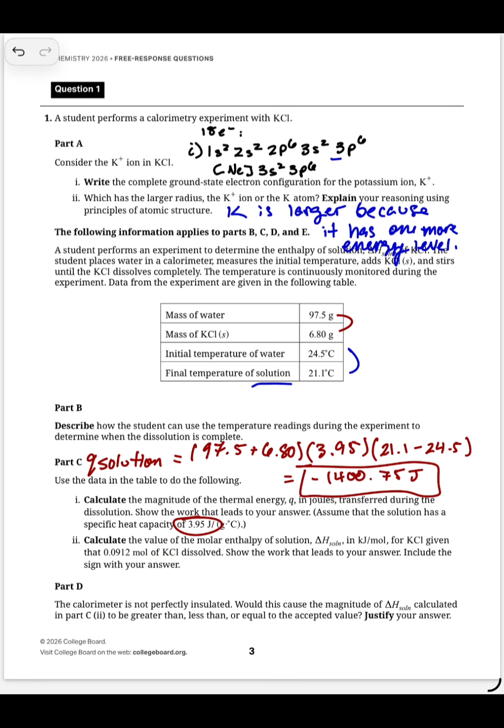For part double I, it wants us to calculate the value of the molar enthalpy of the solution, so the total change in energy in kilojoules per mole, based on the amount of the KCl that dissolved, which is also given, but given in moles, so the 0.0912 moles. And then show your work that leads to your answer.